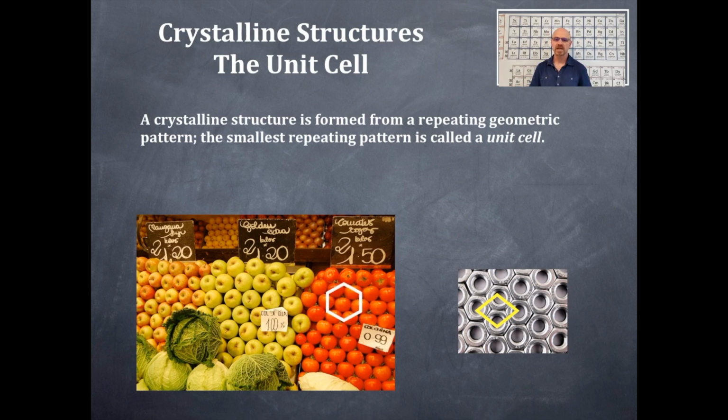Okay, also when we go to the fruit stand, we would see repeating units. So here's a repeating unit for these tomatoes. There is something in the middle, that's okay, but there's a repeating unit of where these tomatoes are located. We can repeat that over and over. That is a unit cell. So let's figure out what a unit cell is in terms of chemistry.